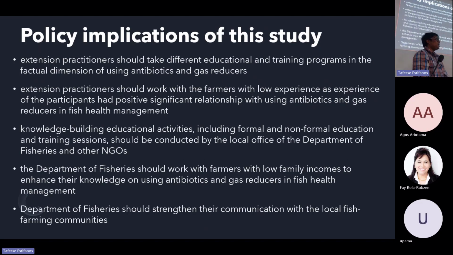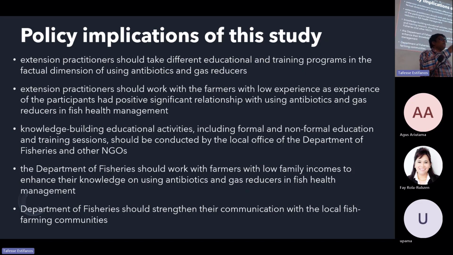As policy implications, extension practitioners should run different educational and training programs on the factual dimension of using antibiotics and gas reducers. Extension practitioners should also work with farmers with low experience and age, as they showed a significant relationship with knowledge. For knowledge building, different educational activities like formal and non-formal education and training sessions should be conducted by the local offices of the DFOs and NGOs. And DFOs should work with farmers with low family incomes, because you saw a significant negative relationship between annual income and knowledge.